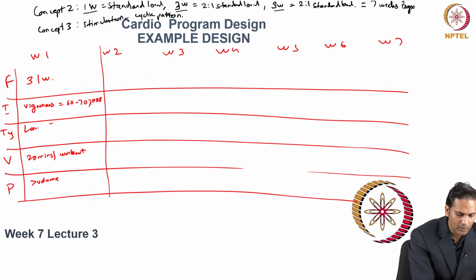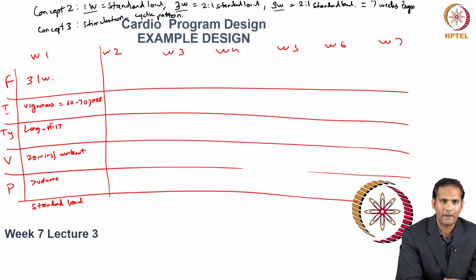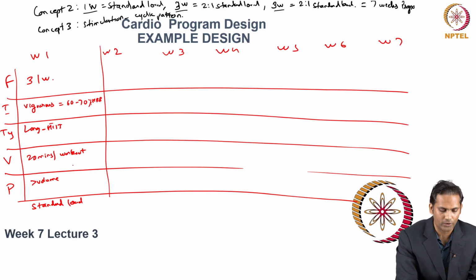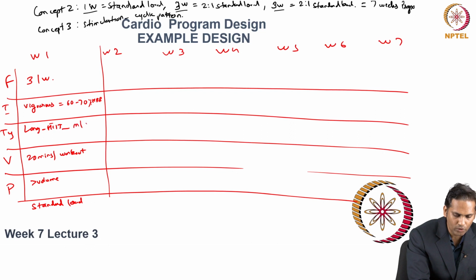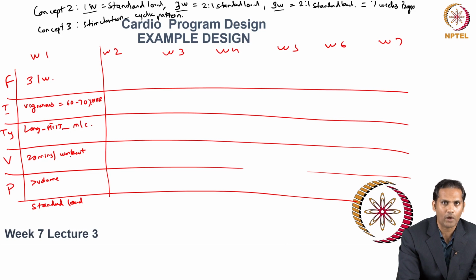Stimulation: I choose a long HIIT type of stimulation. Because it is a standard load, you have to maintain the same load for each session. So I'll be following long HIIT 3 times a week with vigorous intensity and 20 minutes of workout. And I choose to do it using a machine as a mode of exercise. So you also describe the mode of cardio in the type. Now this is week 1.